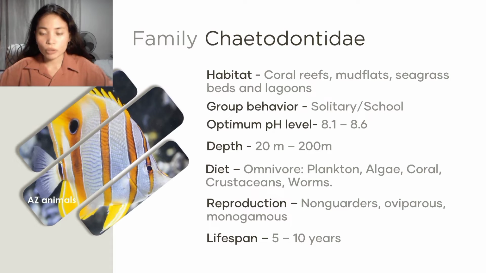Getting food at the bottom parts of the sea, they have evolved different kinds of jaw shapes and sizes to probe narrow crevices for food, such as corals, planktons, algae, worms, and crustaceans.